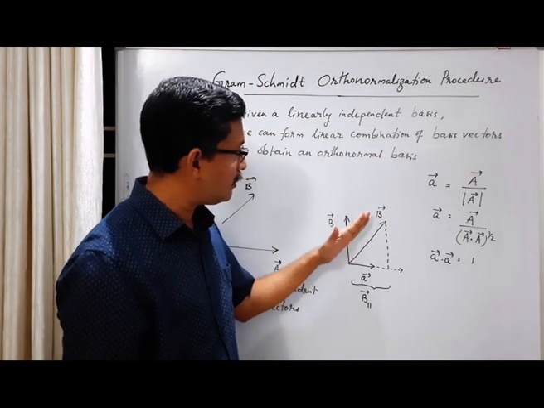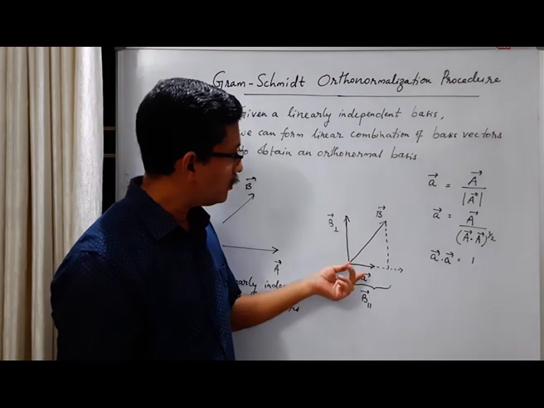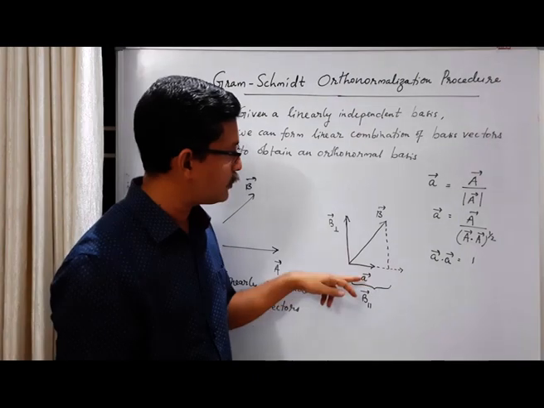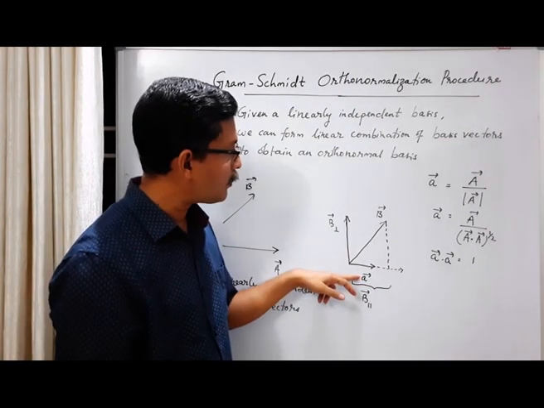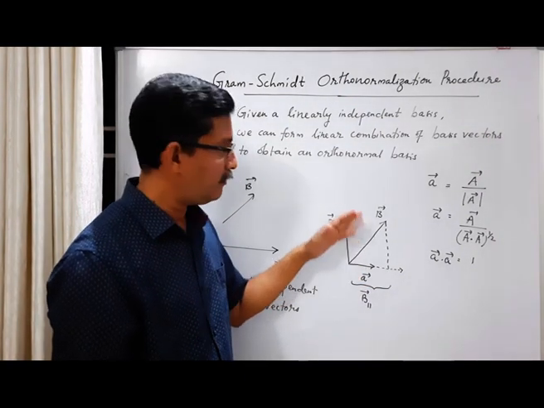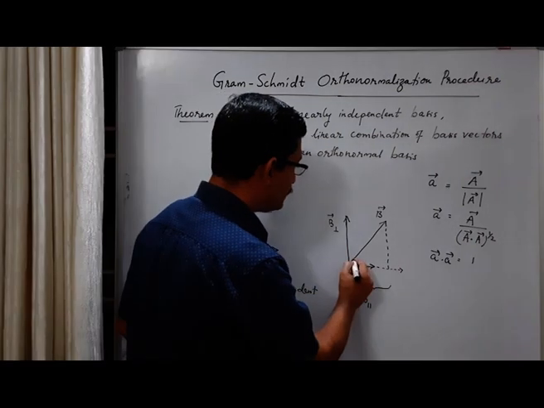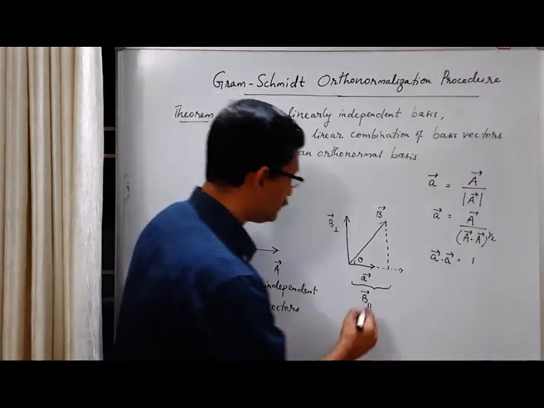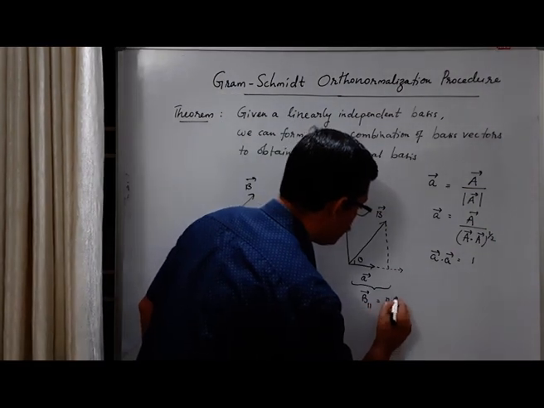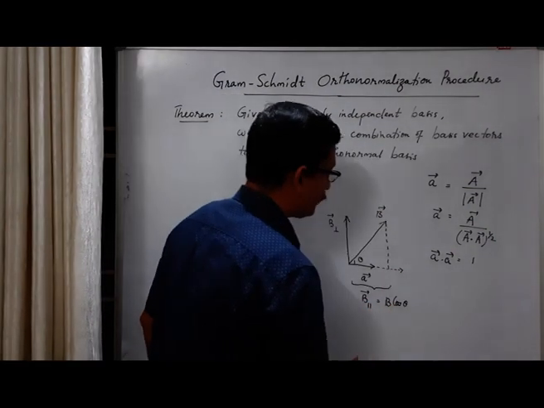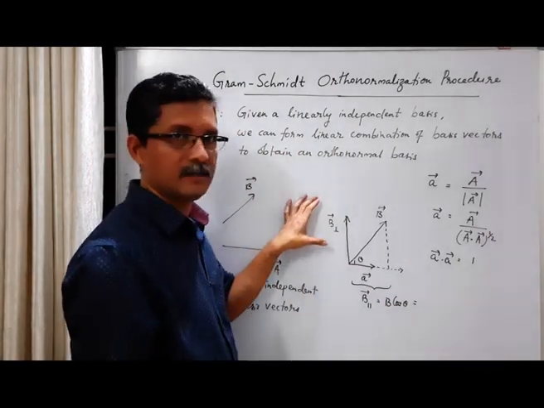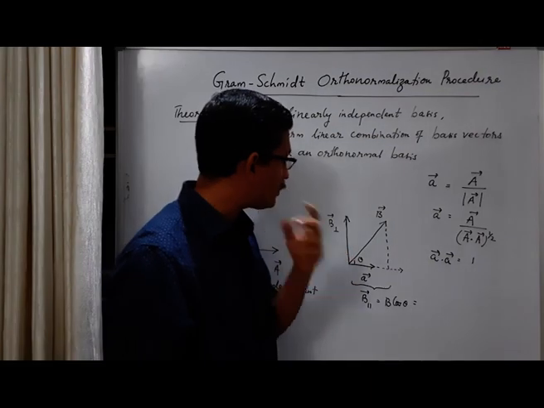In order to take the projection or component of B along the direction A, what we have to do is take the dot product between A and B. In other words, if this angle is theta, we know that this component is B cos theta, and this part is B sin theta. But let us focus on this part.